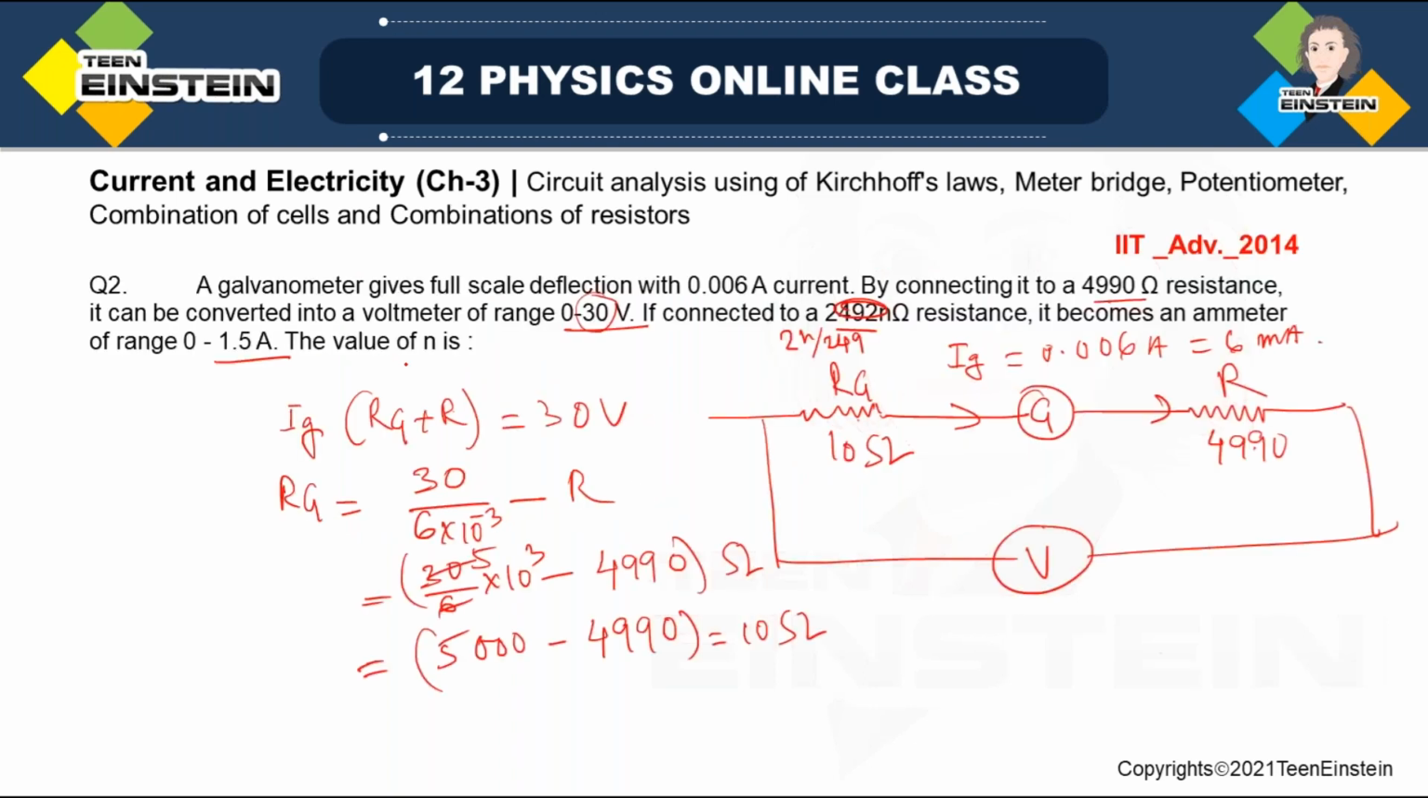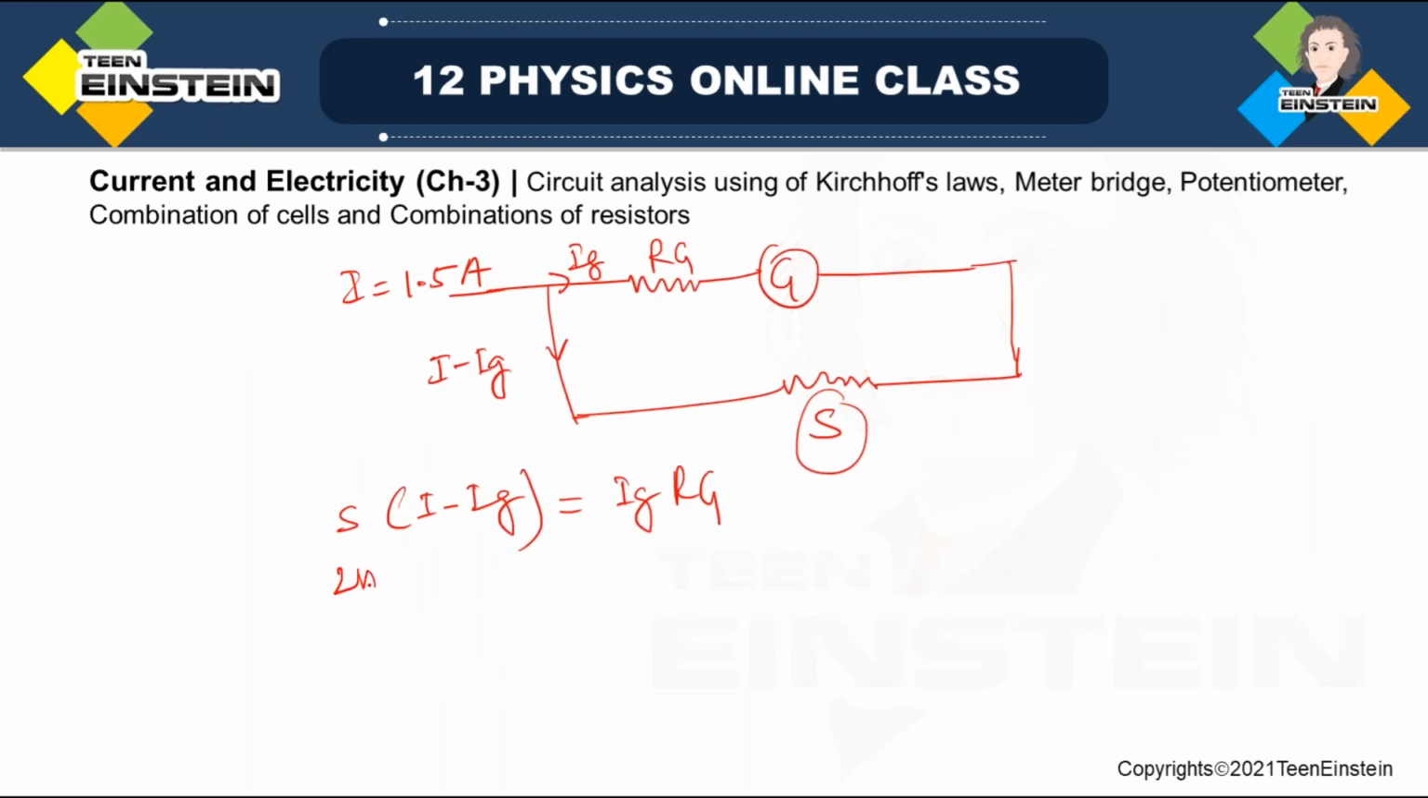The question was, what is the value of N if a 2N by 249 ohm resistance is connected to the galvanometer and it becomes an ammeter of range 0 to 1.5 ampere? So we have to find N. We know S is 2N by 249, and this is 1.5 minus 0.006 ampere, which is Ig, and this is 0.006, and Rg we have got as 10 ohm.